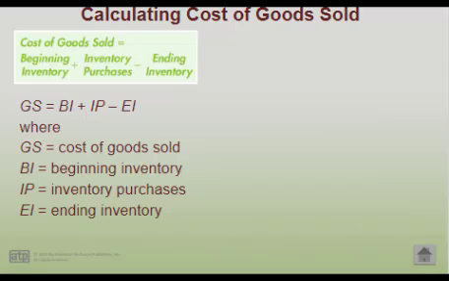Calculating cost of goods sold. Beginning inventory plus inventory purchases minus ending inventory equals cost of goods sold.